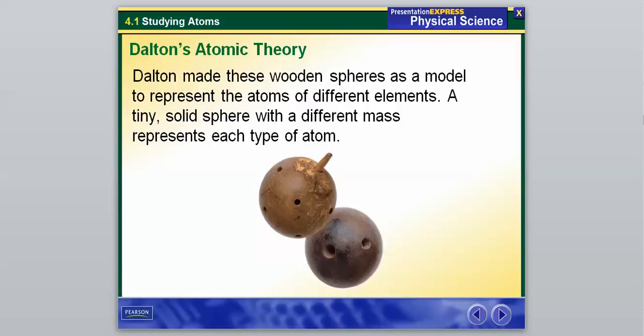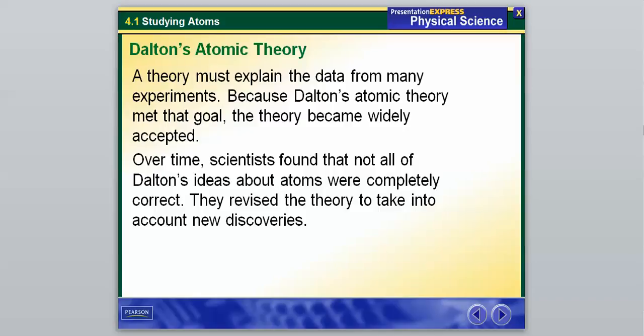And to wrap this up, the reason we can call this an atomic theory is because, if you remember from our definition early on in the year, a theory must explain the data from many experiments. Because Dalton's atomic theory met that goal, the theory became widely accepted. Over time, scientists found that not all of Dalton's ideas about atoms were correct. They revised the theory to take into account new discoveries. So Dalton didn't have everything completely correct, but that's completely fine.